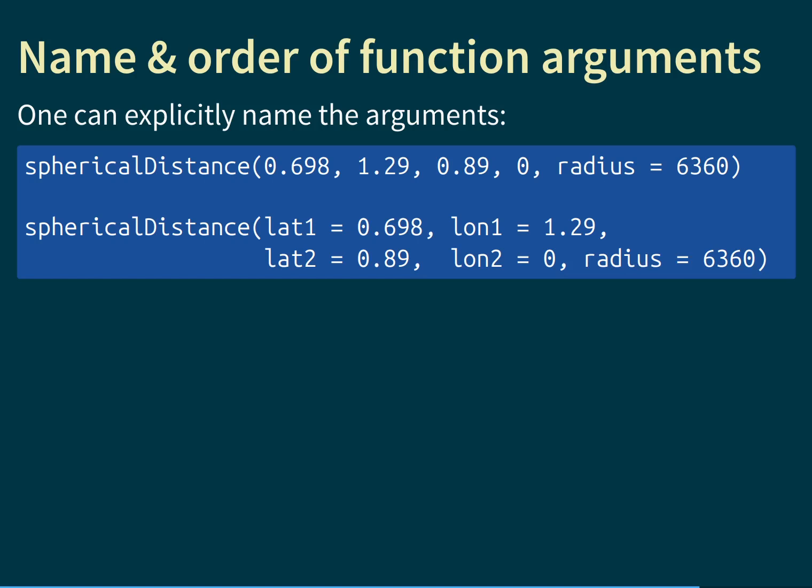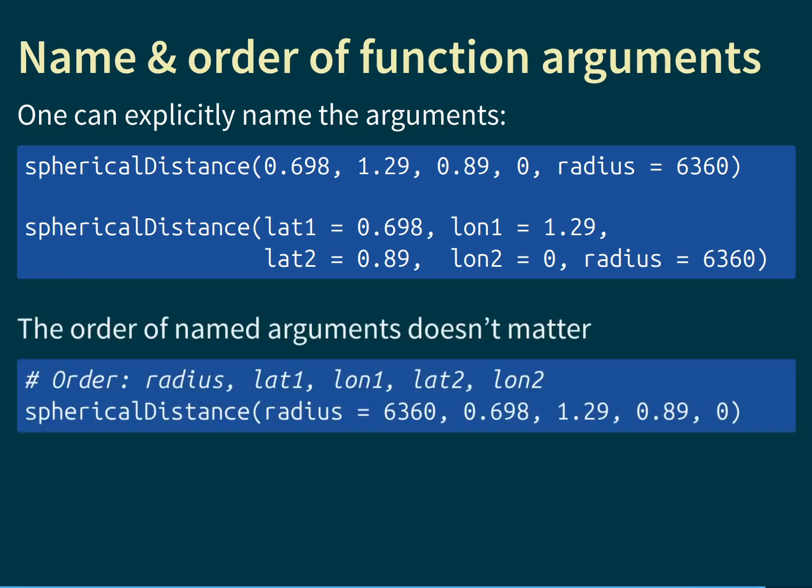Below that example, you see one where I've actually named all 5 of the inputs: lat1, lon1, lat2, lon2, and radius. So this might be even more clear than the one above. You can name as many or as few of the arguments as you wish, but the option is there, and it can really add clarity to your code.